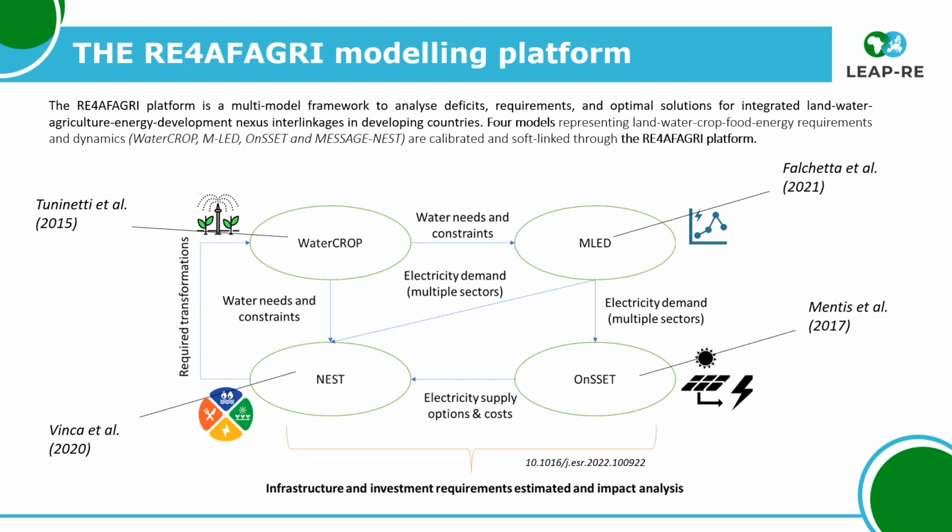But first of all, the dashboards are based on the output of the RE4AFAGRi modeling platform, which is a multi-model framework to analyze deficits, requirements, and optimal solutions for integrated land, water, agriculture, energy development nexus interlinkages in the developing countries. Specifically, 4 models represent the land, water, crop, food, energy requirements and dynamics: the water crop, MLET, onset, and message nest, which are together calibrated and soft linked in the RE4AFAGRi platform, as you can see from this chart.